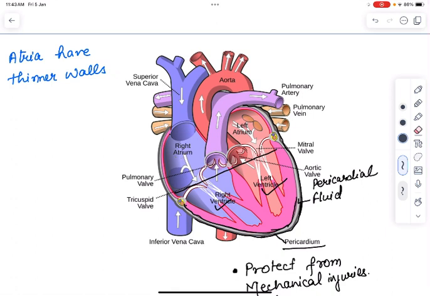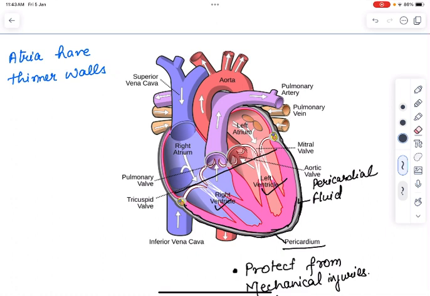The right atrium and the left atrium have to receive blood. That's why it doesn't have to pump the blood. It has to receive the blood from the body. This is the function of the atrium. Now we will see the ventricles.